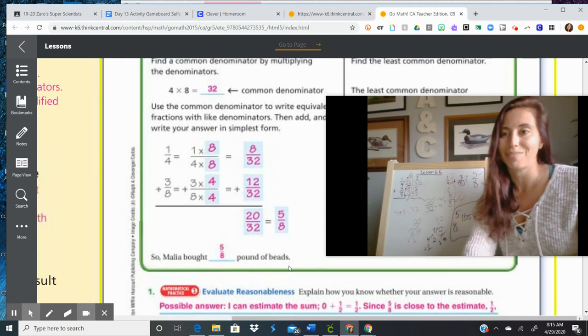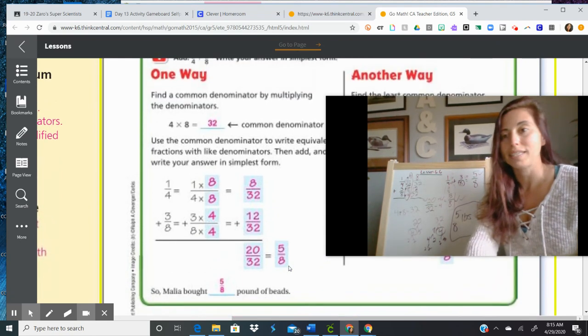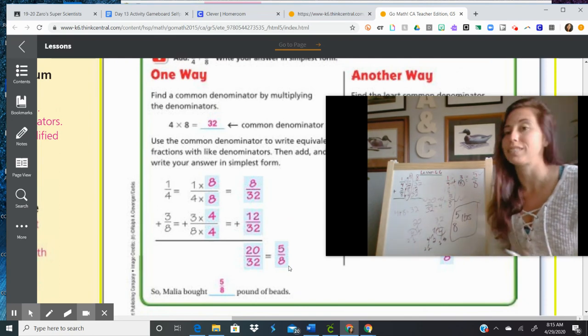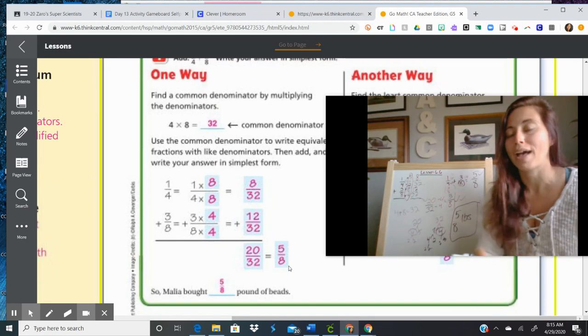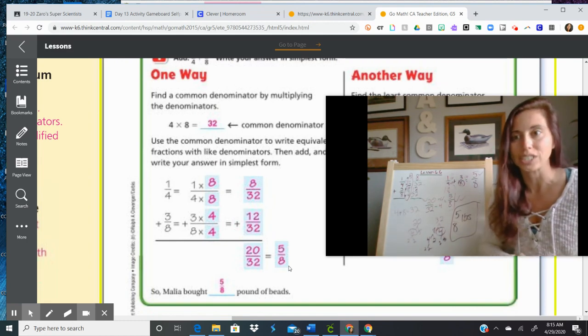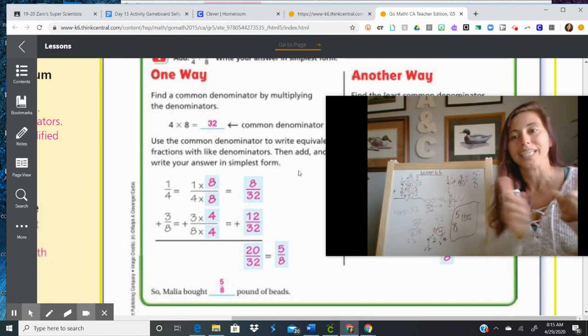5/8 pounds of beads. So ladies and gentlemen, this page is also found in lesson 6.6 in your ThinkCentral math book, or Go Math book. You have a lesson on ThinkCentral that matches this lesson. You can choose to complete it in either way.